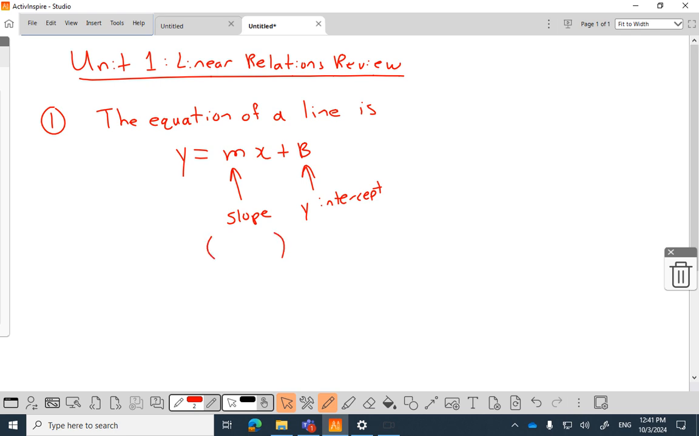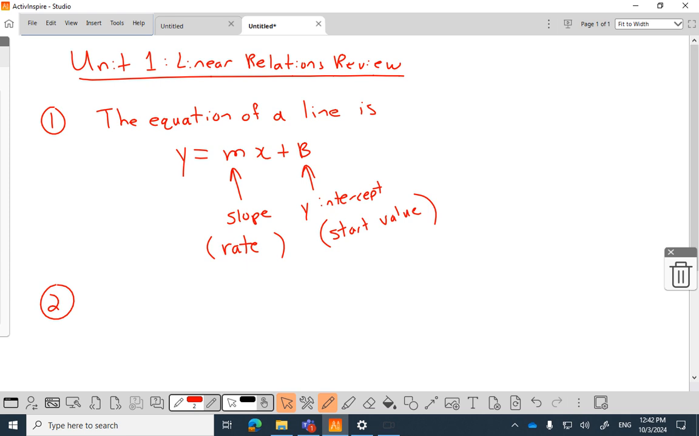Does anybody remember what the other word for slope was? Rate. Good. That was the rate. And then y-intercept? Start value. Good. Oh, we're in good shape. That's actually all I have to say about that. We used it in a lot of different ways, but that's the equation of a line. We need the slope and we need the y-intercept. Okay? I'm already ready for topic 2.